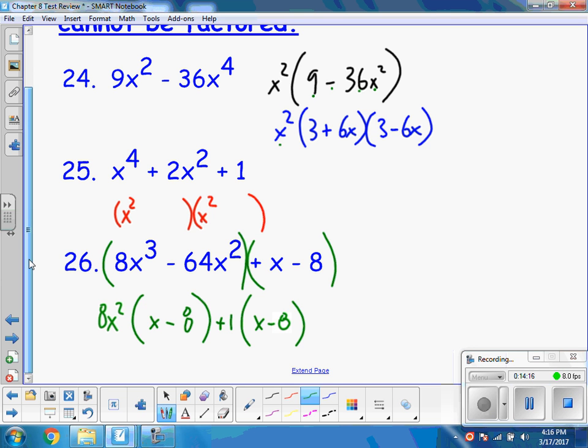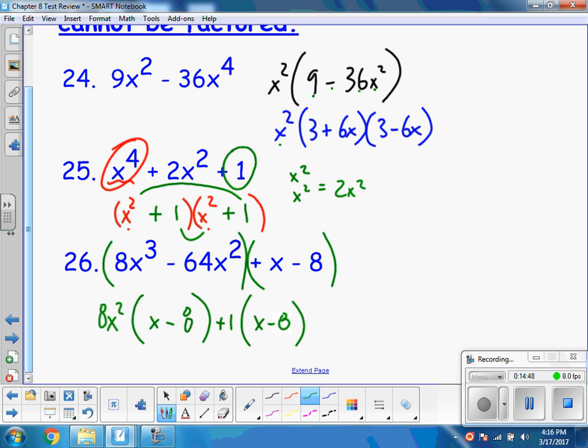Number 25, I didn't finish this because I just want to take a look at it. So I have x to the 4th, so I knew it had to be x squared times x squared. That's the only way to get to x to the 4th. And I'm looking at my last term as 1, and the only way is 1 times 1 gets me to 1. And if I look at what's going on in the middle here, x squared times 1 is x squared. 1 times x squared is another x squared, and if I combine those together, I end up with 2x squared, and that's exactly what I'm looking for. So that's true.